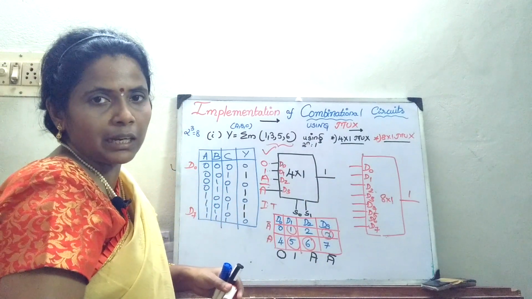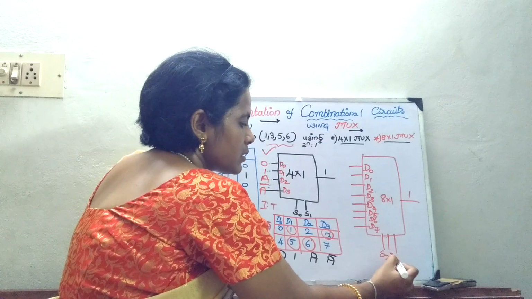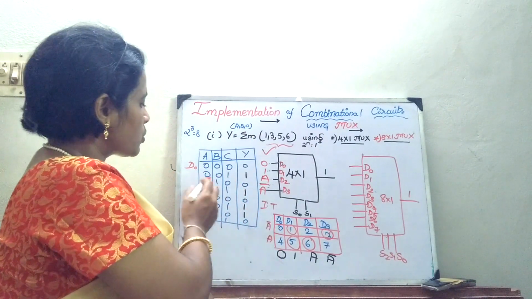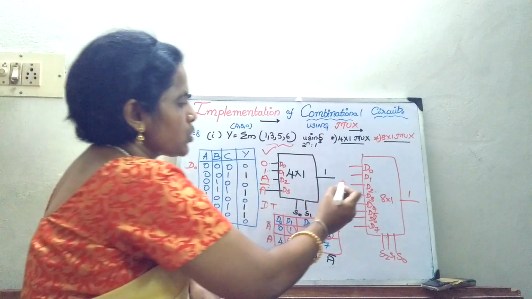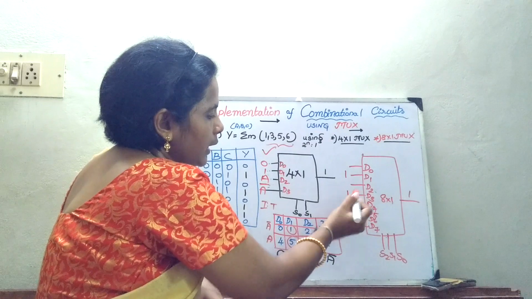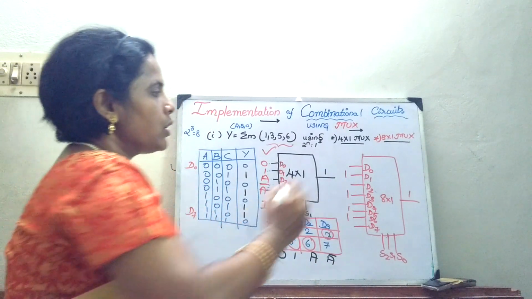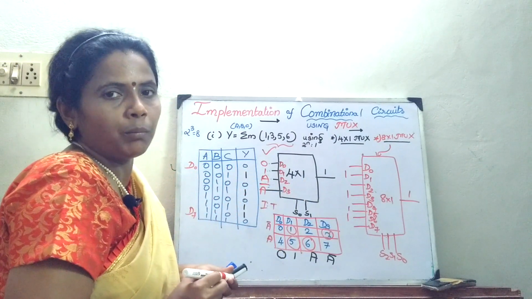How many select lines should be there? 3 select lines. Now what data are you getting? It is 1, 3, 5 and 6. So 1, 3, 5, 6 as the outputs are 1. That's all. This finishes the diagram of your 8x1 mux.